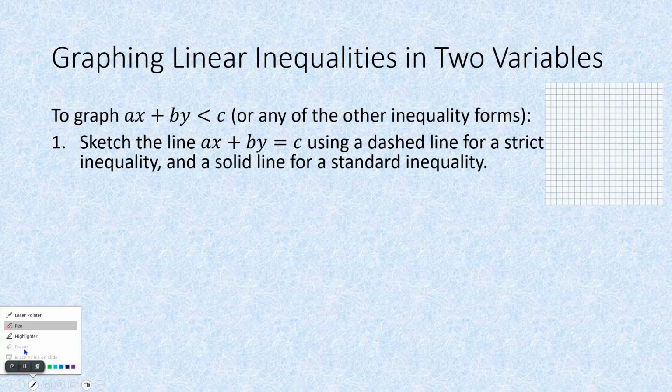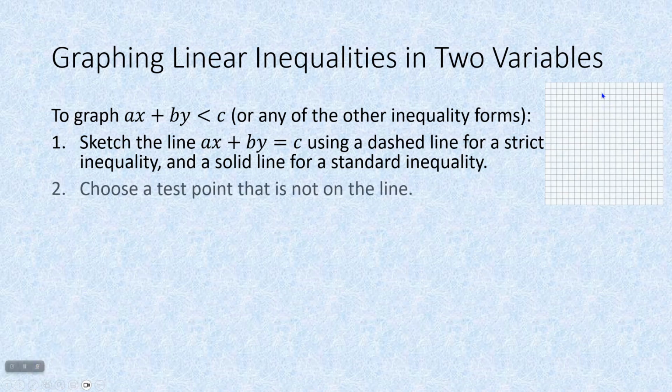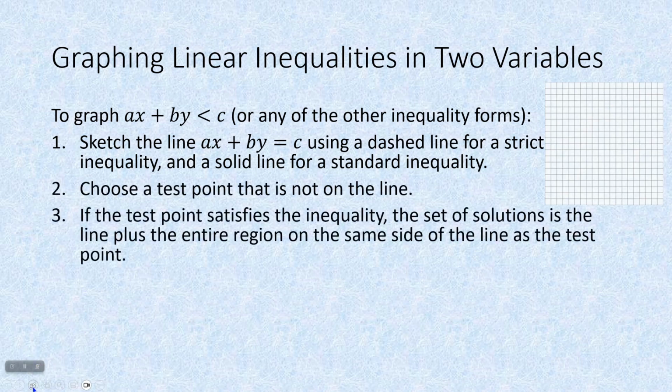So let's suppose that we're graphing ax plus by is less than c. I see a less than, so when I graph my line, I'm going to use a dotted line for ax plus by equals c. So I'll use a dotted line for a strict inequality and a solid line, which is in the next example, for a standard inequality.